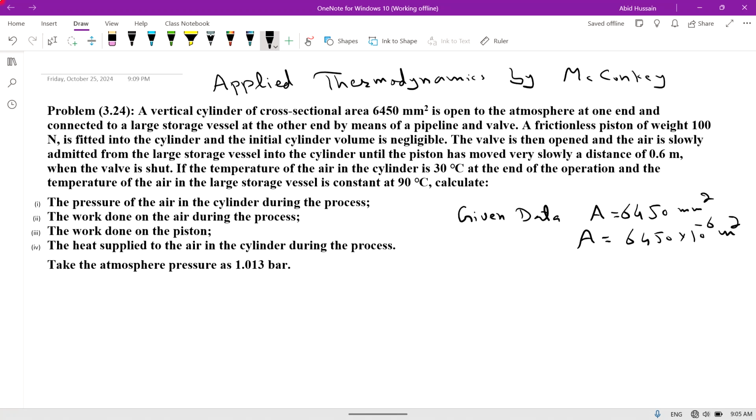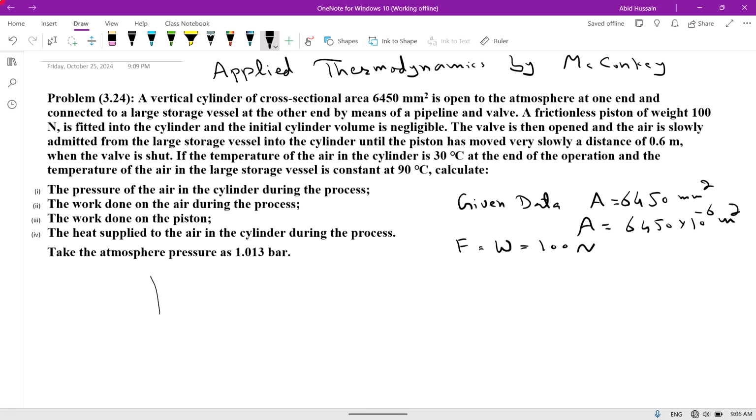The cylinder is open to the atmosphere at one end and connected to a large storage vessel at the other end by means of a pipeline and wall. A frictionless piston of weight 100 Newton. Weight of the piston is equal to 100 Newton. The cylinder's initial volume is negligible.